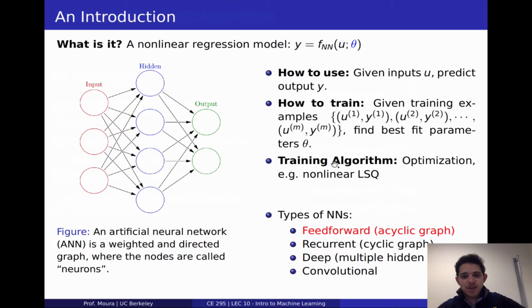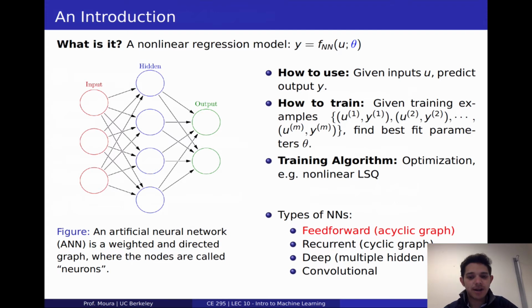Now the training algorithm is going to be optimization, as we've seen before. And because it's nonlinear in the parameter vector theta, we're going to formulate a least squares type of objective function, but it's in fact going to be a nonlinear program because our parametric model is not linear in the parameters, it's nonlinear in the parameters.